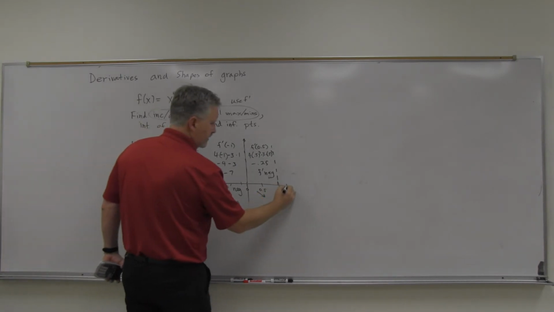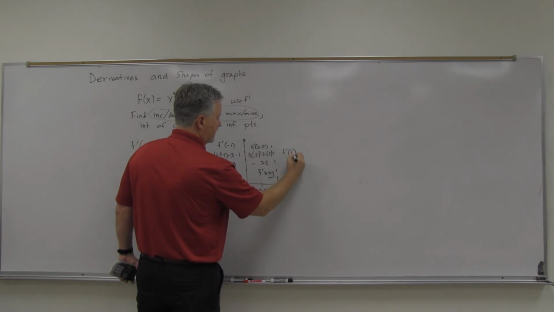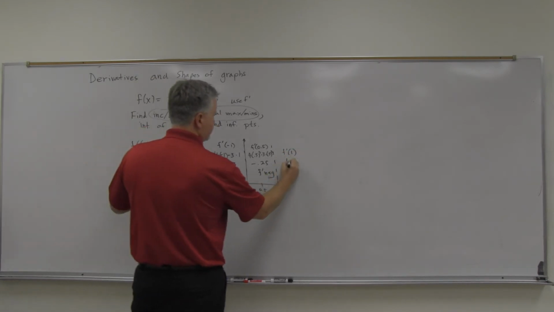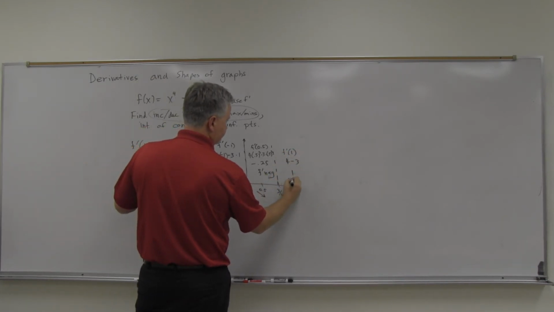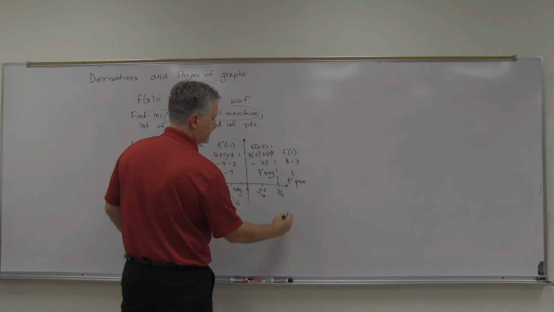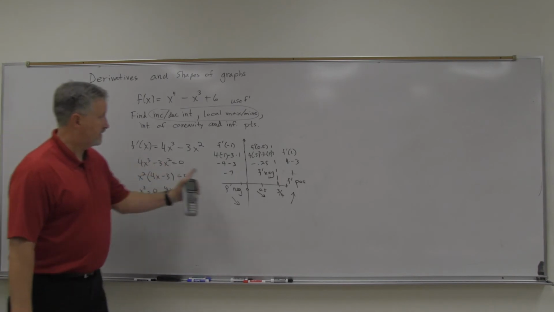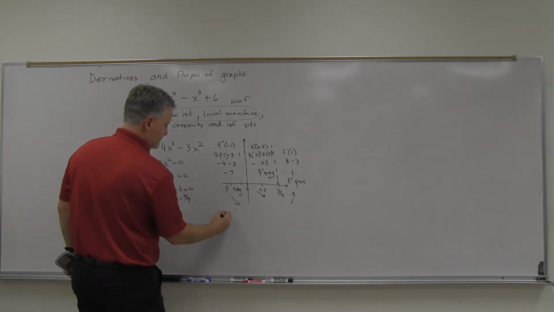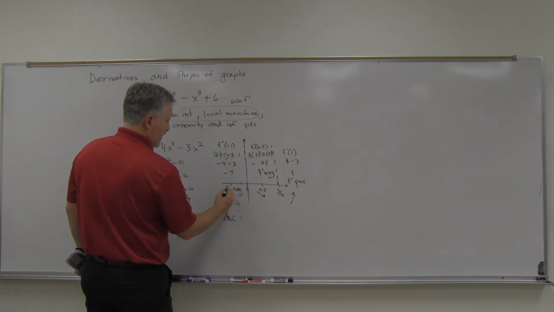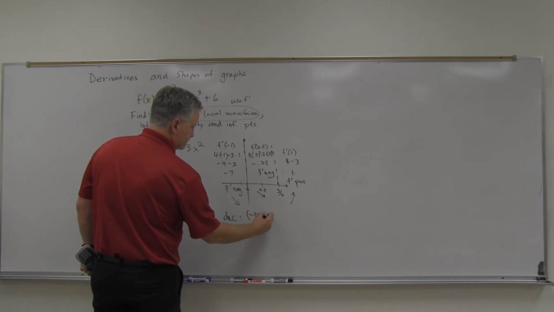And then out here we could go with f prime of 1, which is a little easier. 4 minus 3, so that's positive. F prime's positive out there, so that's increasing. All right, so I've got my increasing and decreasing right there. It's decreasing from negative infinity to 0.